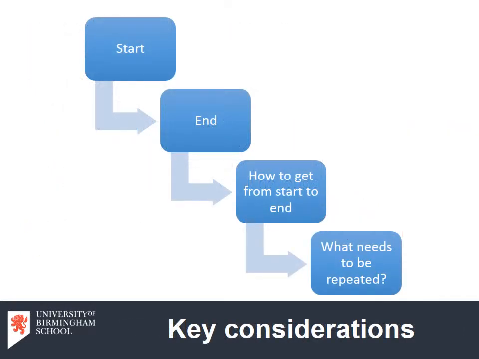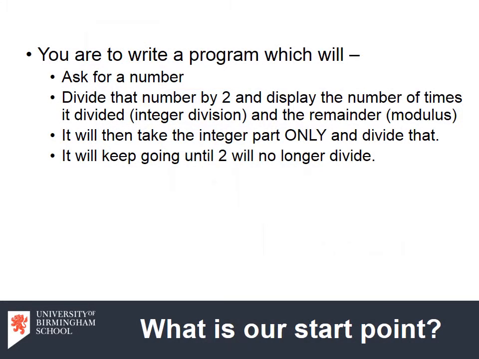So when thinking about a while loop and trying to use one, we need to think about 4 key elements of it. What's my starting position? When does this loop start? How am I going to end it? What condition do I need to end it? Bear in mind the loop will always run when it's true. How do I get from that start to end? And then finally, let's have a look at our problem. So what is the starting point?